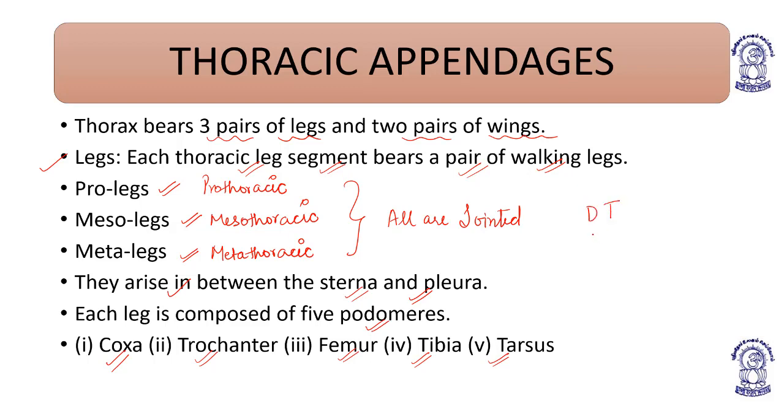Dorsal is tergum, ventral is sterna, and lateral is pleurite. Dorsal tergite, ventral sternite, and lateral is pleurite. Understood? The podomeres which are present are coxa, trochanter, femur, tibia, and tarsus.